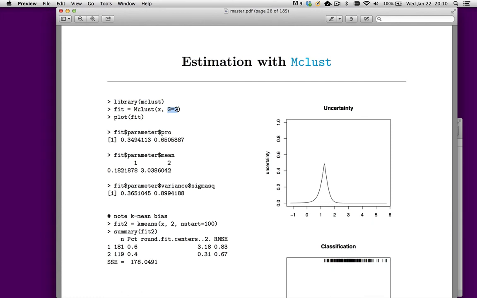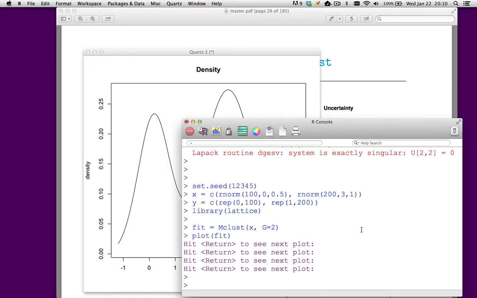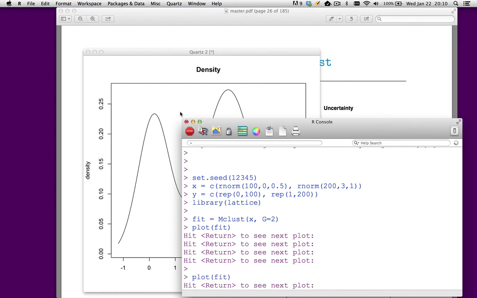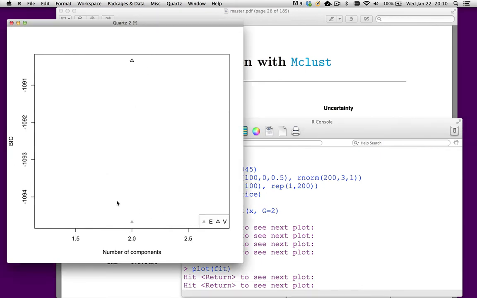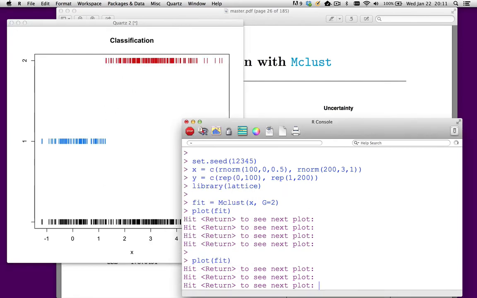Now, when you plot it, you get a series of plots. So we might as well go into R for a second. And you'll see that I've already estimated this. If I say plot fit, the first plot we're going to get is going to display the BIC value for different models. And so we're going to learn about this shortly. This is equal variances or variable variances, meaning different variances across the two. We're going to see the variable variances fits better. So that's the one that it chose.